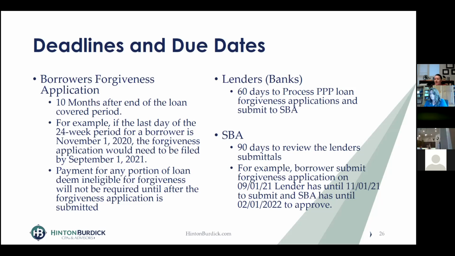I don't really know how it's going to work if something is denied, if there'll be a grace period to submit new stuff. I don't know those details yet. Sorry, this is a moving target. It always has been. So overall, you can see that if you submitted at the very last you could, which would be September 1st of 2021, your lender would have till November 1st of 2021. And then the SBA would potentially have till February 1st of 2022.